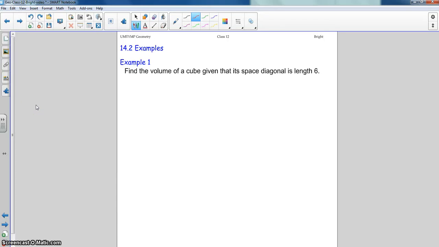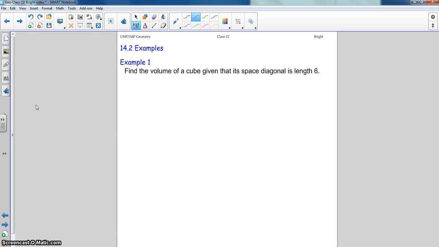Alright, and now we're going to work through some examples using Prism. So, example 1 says, find the volume of a cube given that its space diagonal length is 6. So, I'm going to take a different approach, actually constructing a cube and drawing this all out.